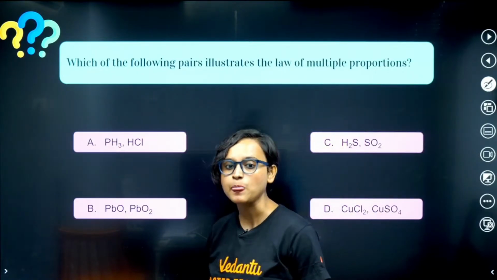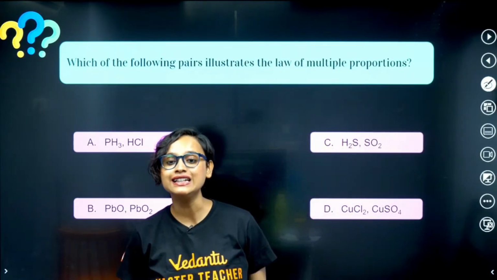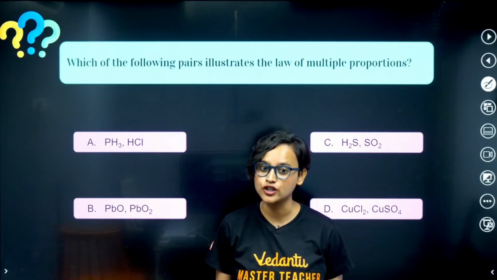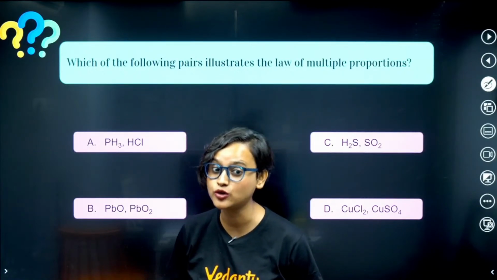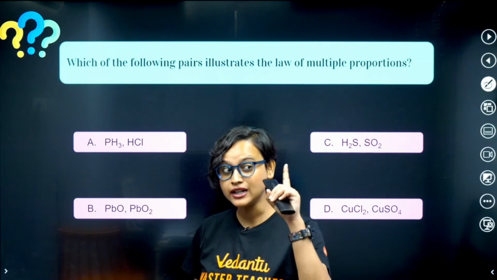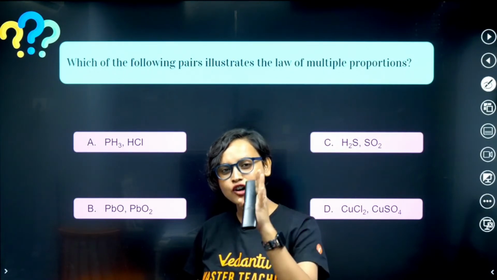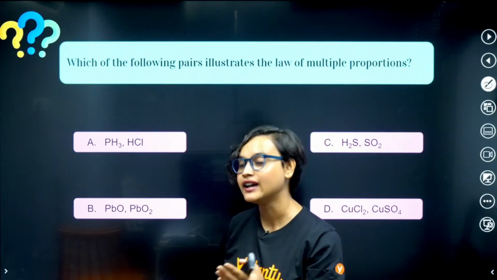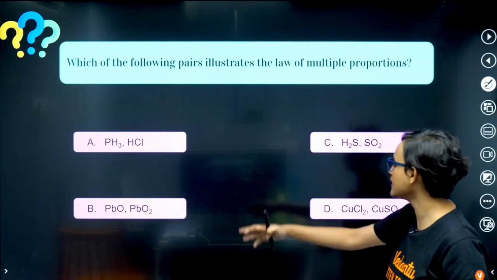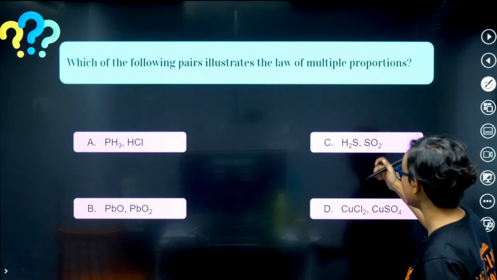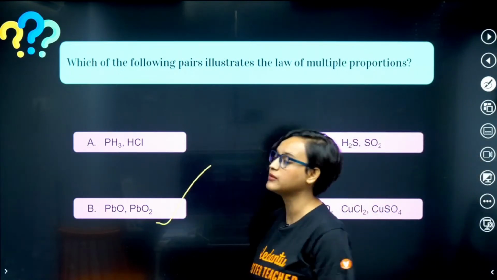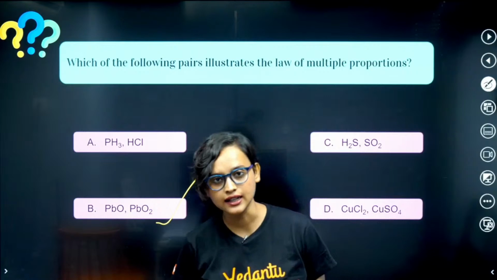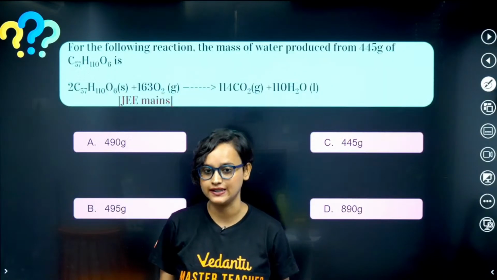Now, which of the following pairs illustrates the law of multiple proportions? It's supposed to have, remember, hydrogen and oxygen, what did it give? Water and hydrogen peroxide. And in this case, none of them have similar elements except this. So, option B is your correct answer. Pretty simple, pretty easy, right?